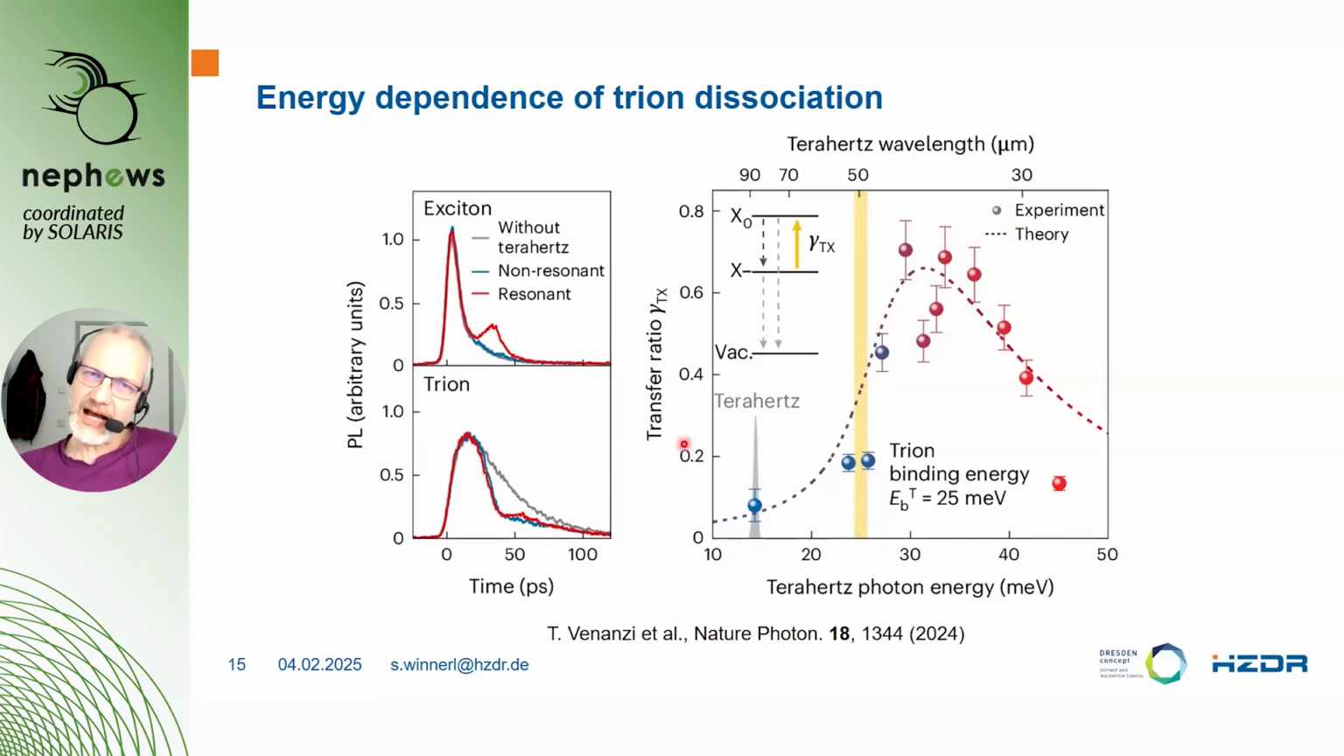Here is shown how this transfer ratio depends on the photon energy. We tune the free electron laser, and we see for small photon energies, when we are below the binding energy of the trion, not much is happening, and when we exceed the binding energy it really goes up, and then it goes down again, and theory can explain this very well. That it goes down has to do with the excess of kinetic energy one has to get rid of, so the process becomes less efficient.